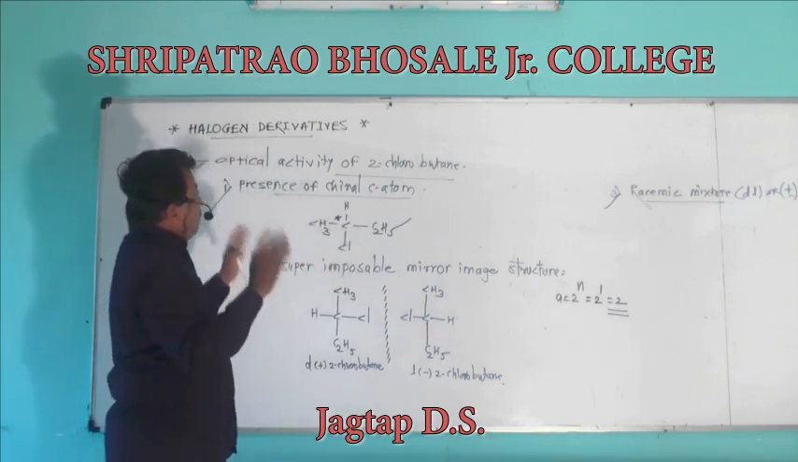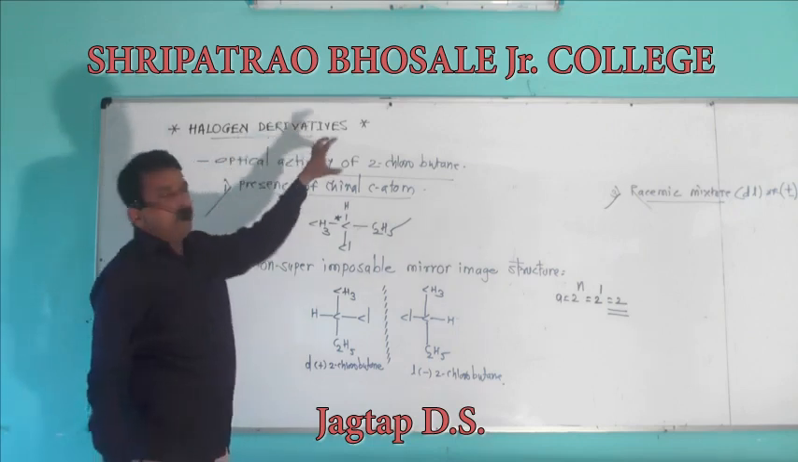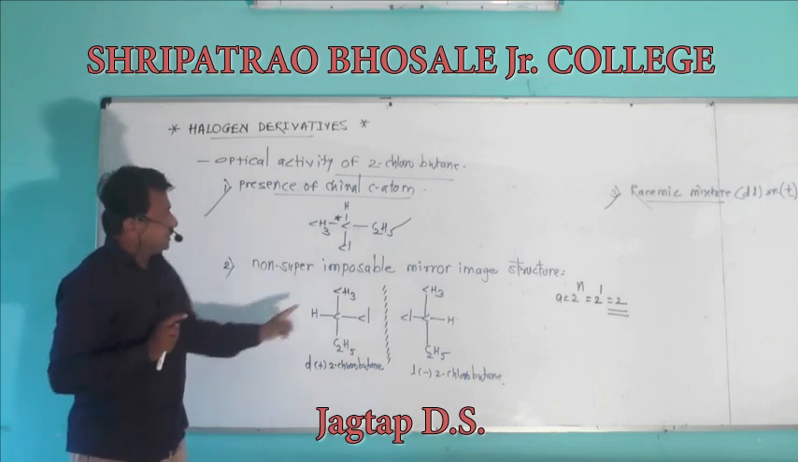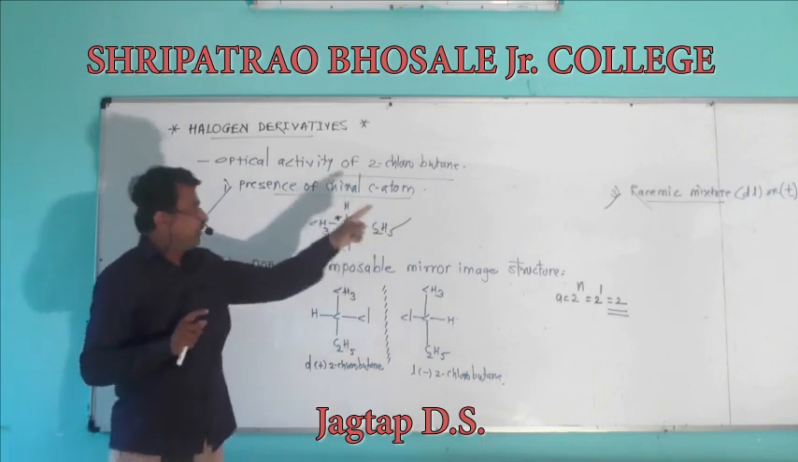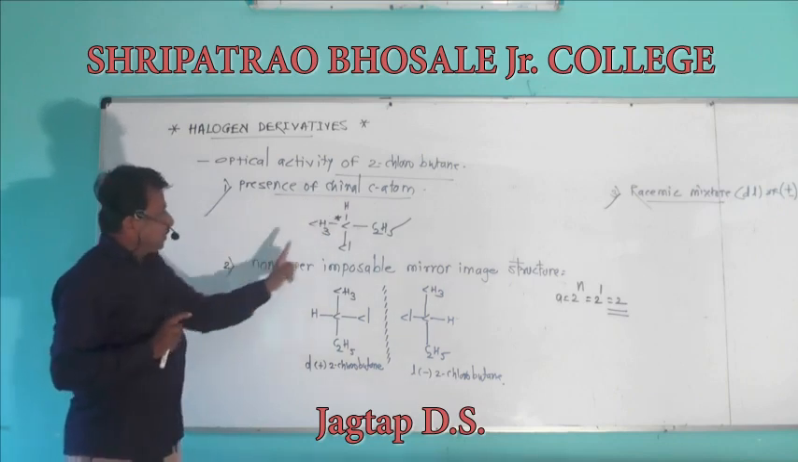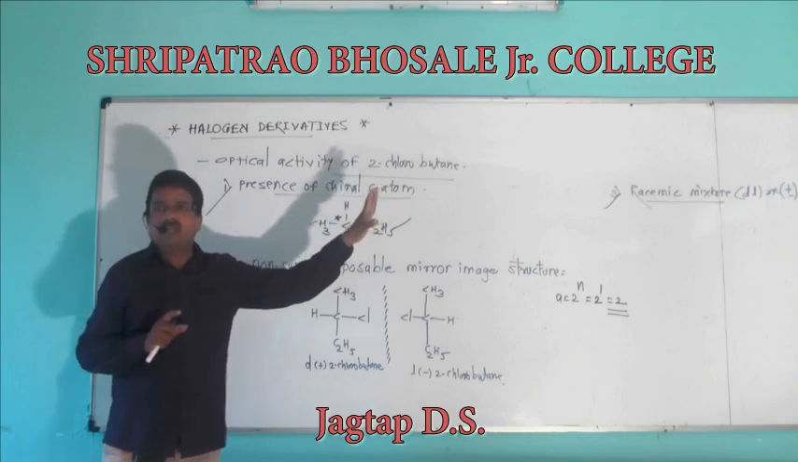So, to discuss the optical activity of any optically active compound, 3 points can be explained. Point number 1, presence of chiral carbon. Point number 2, non-superimposable mirror image structures. And point number 3, racemic mixture.